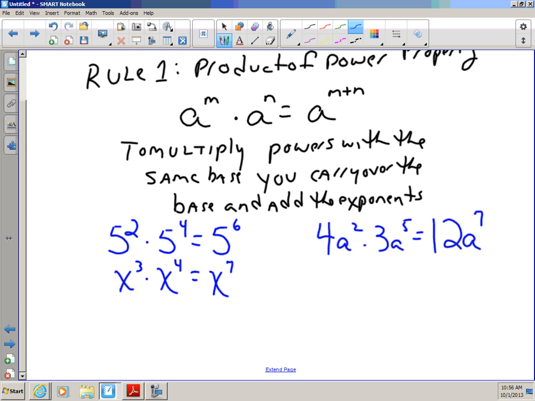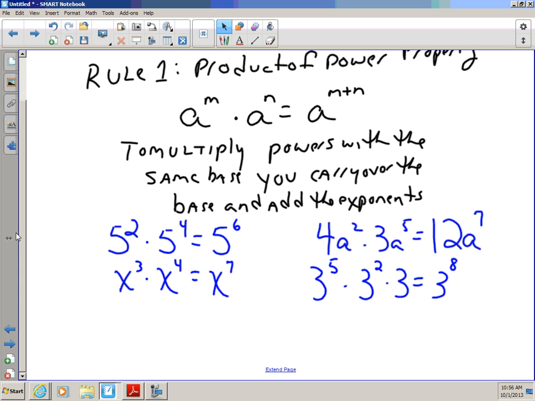And then a last example, 3 to the fifth times 3 squared times 3 is 3 to the eighth power. There is the imaginary 1 there. 5 plus 2 plus 1 gives me 3 to the eighth power.